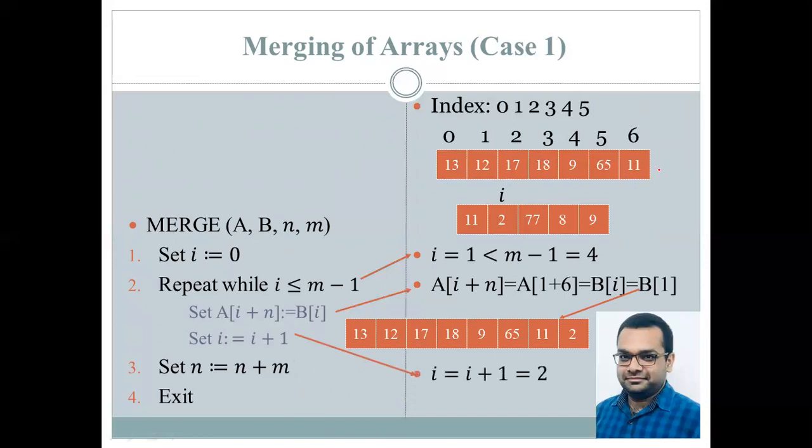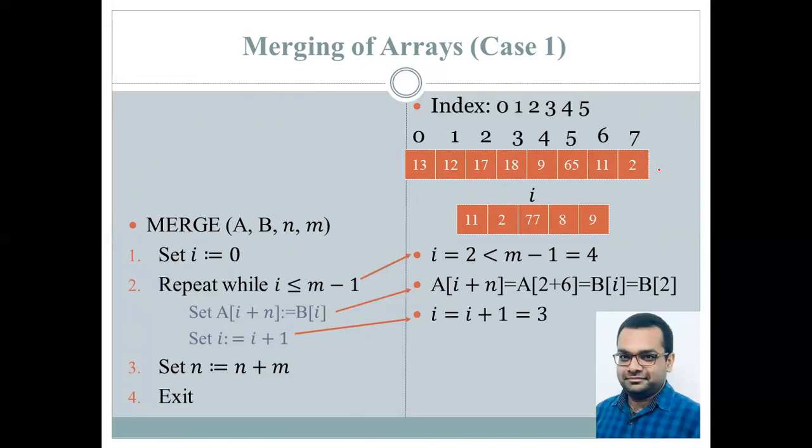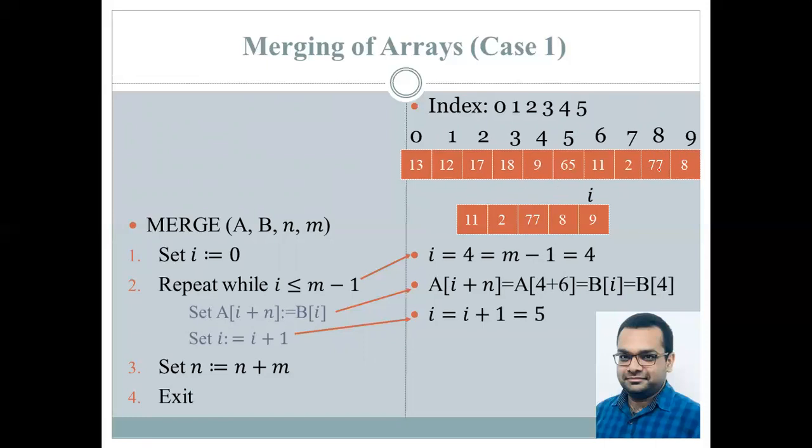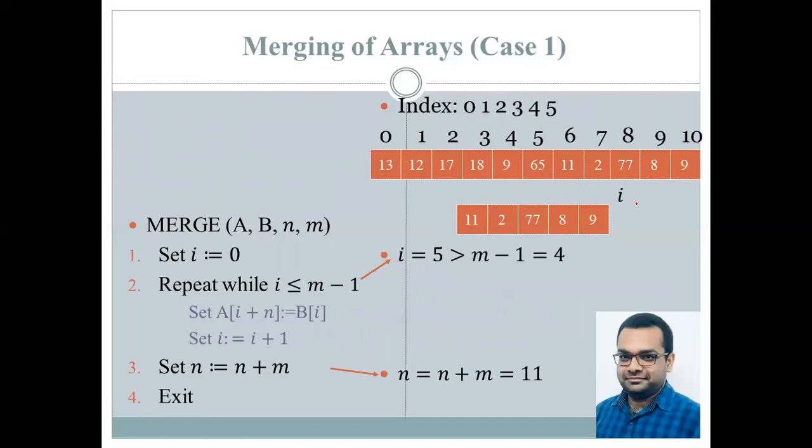Now I becomes 2. So again, in this next step, the value of I is compared against m minus 1. It is less than 4. Since this check is true, again, the value from the next index of B will be appended at the end of A, and 77 gets appended, and I will be incremented. So now again, you can see in this scenario, the I value becomes 4, and successively this value 9 is also appended at the end of the array A. So now this becomes the size.